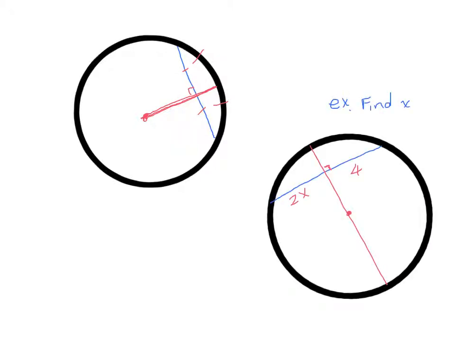Okay, so in our example here, it does not say that this side is equal to this side, but what we do know is that we have a diameter, and the diameter is perpendicular to our chord. So this is telling us, according to our theorem that we just learned, that this has to be equal to that, even if it's not shown. So now we know that 2x is equal to 4, and therefore x is equal to 2. All right, let's look at our third theorem.